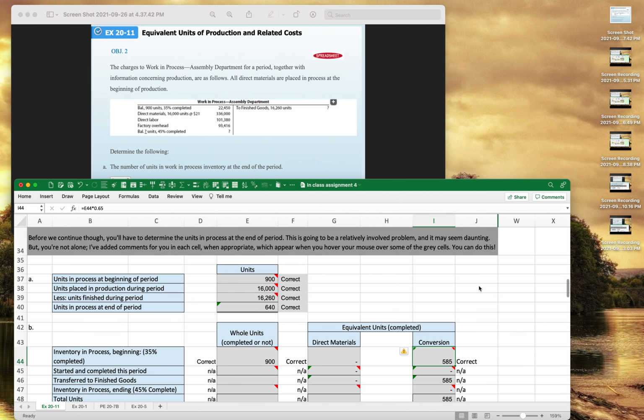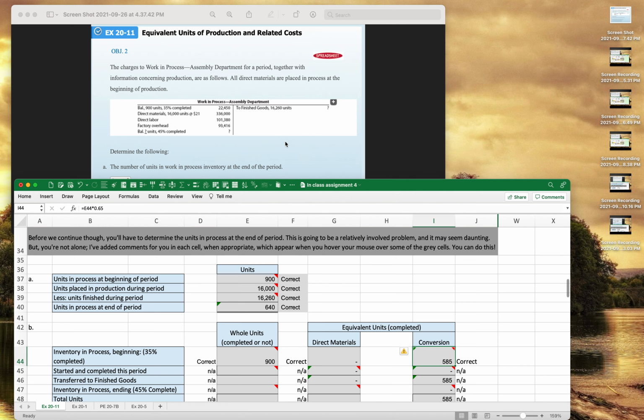Okay, so what's next? Next, they want us to determine the number of units that were started and completed this period. And they don't give us this information directly. So what I typically do is I just jump on over to the next cell, transfer to finished goods, because it's easier and it'll help us with the previous item we skipped over. Do we know the number of units that were transferred to finished goods, irrespective of whether they needed something or not?